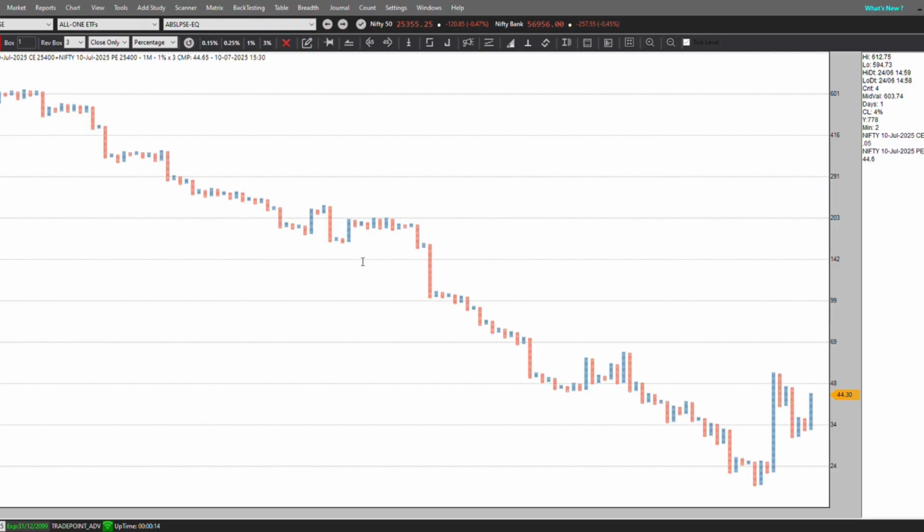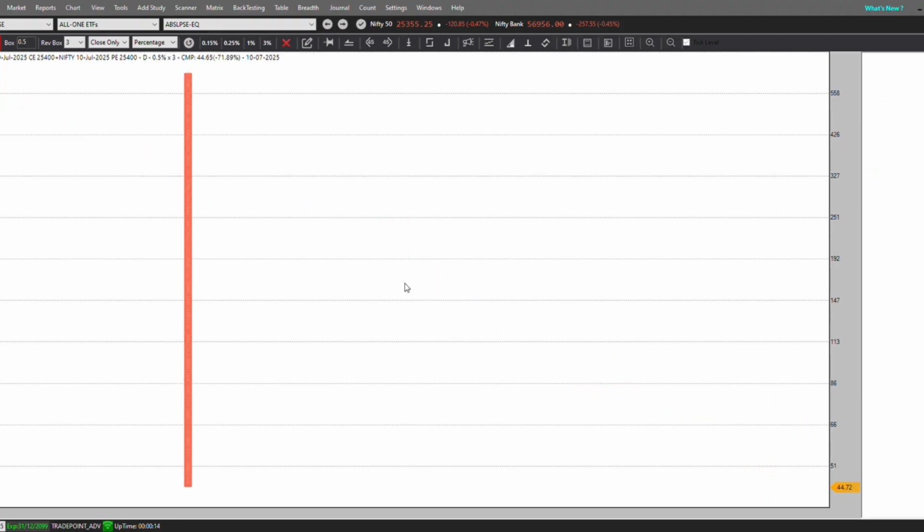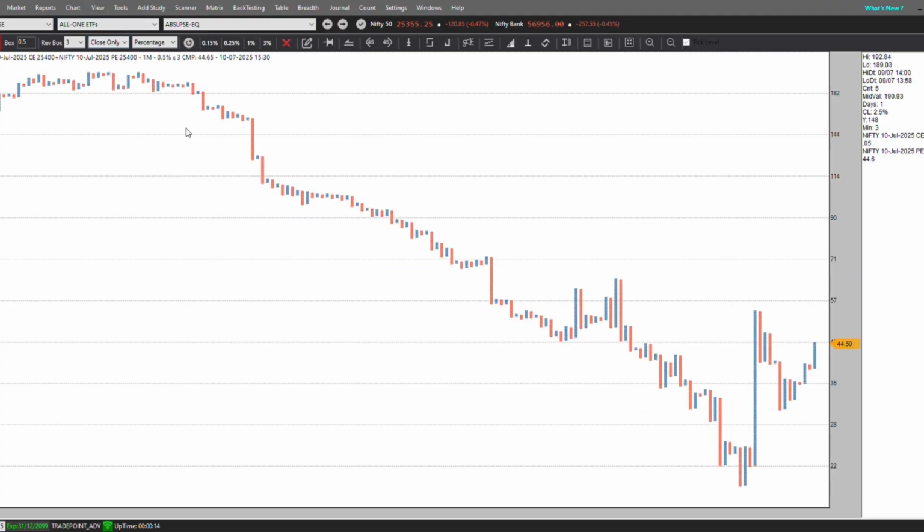Okay, we are talking about the Nifty 25,400 straddle. 0.50 box size, reversal box 3. I will open this chart in the 1 minute time frame. I will use some patterns for you so that you can study easily.